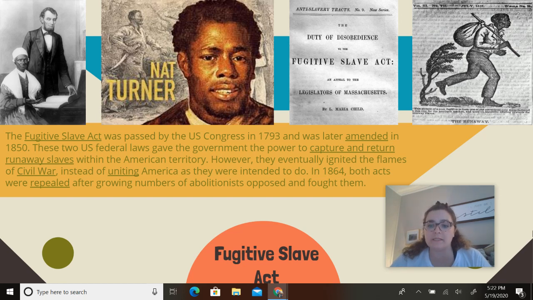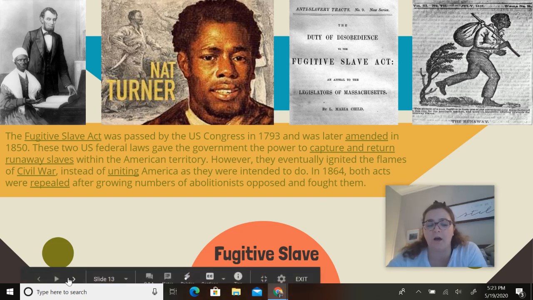Even though this wasn't necessarily one of the direct causes of the Civil War, it did help to fuel the flames for the Civil War to begin. And instead of uniting America the way they wanted it to, saying hey, we're going to allow this to be a law, ultimately it separated America. And so in 1864, at the conclusion of the Civil War, both acts were repealed, meaning both acts were taken away, gotten rid of, and this was because of the growing number of abolitionists and people that opposed them, and the end of the Civil War.